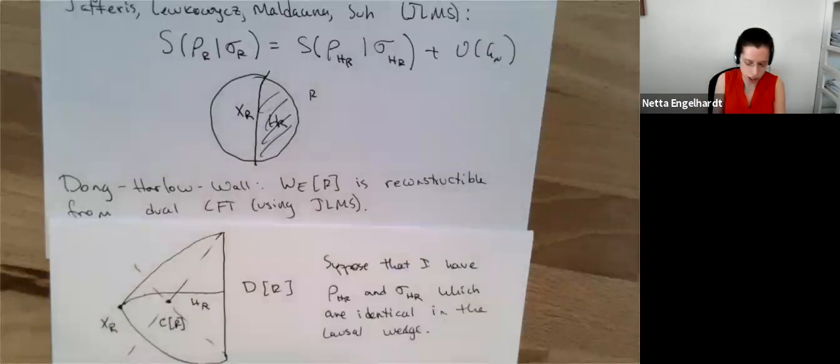Because otherwise, two bulk states could look indistinguishable in the CFT and actually not be the same. So that is the 30,000 foot intuition behind the proof of Dong, Harlow, Wall. Other questions about the intuition?